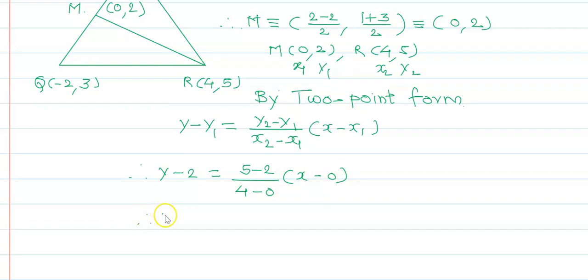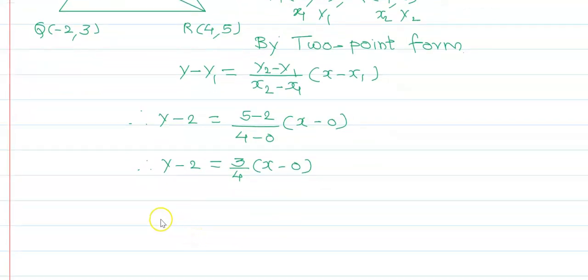Therefore, y minus 2 equals 5 minus 2, that is 3, upon 4, in bracket x minus 0. And we can simplify this: 4 in bracket y minus 2 is equal to 3 into x. Therefore 4y minus 2 into 4, that is 8, is equal to 3x.